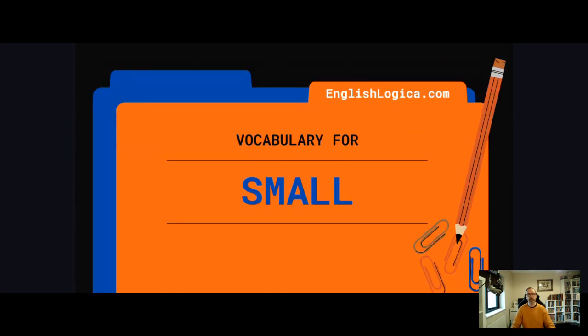Okay, so that's all our vocabulary related to the word small. Of course, there are a lot more synonyms and expressions and phrasal verbs and idioms, but this is plenty to get you started.